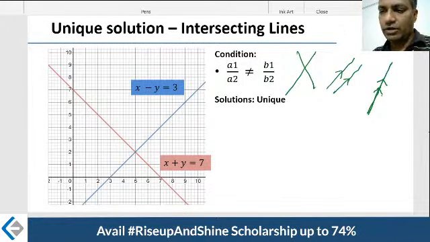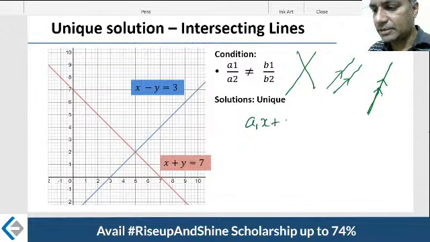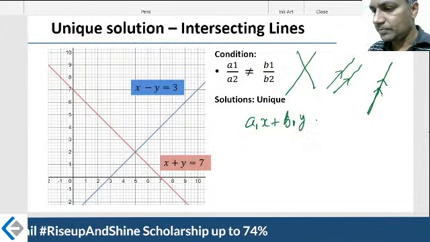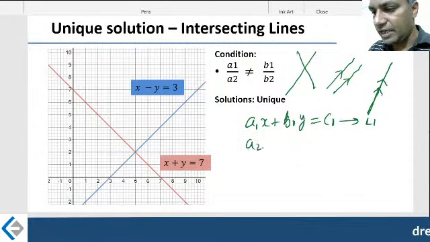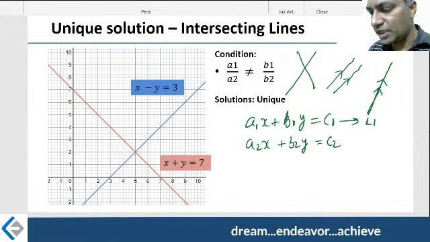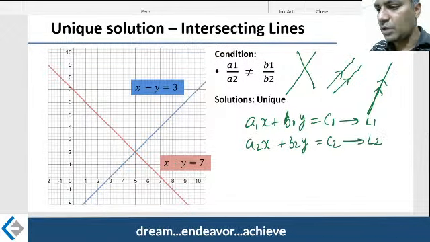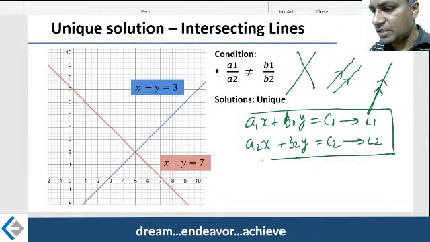Okay, so now, if it is an intersecting line, there is a condition. What is that I'm talking about? First, let us say that I have a1x plus b1y is equal to c1. Let's say this is line number 1. And if I have a2x plus b2y is equal to c2, let me call this line number 2. Let's keep this in mind. All right, for now, let's keep this in mind.